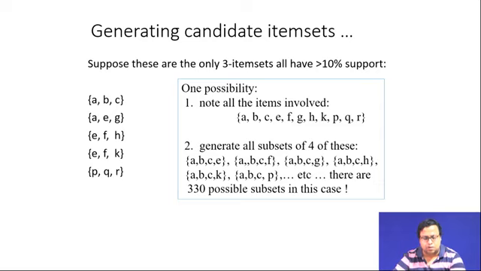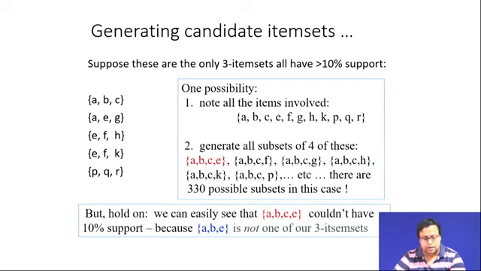One possibility is that all of these items are involved: A, B, C, E, F, G, H to R. Generate all possible 4 combinations and then find out which of them qualify, but that will again take lots of time. But hold on, we can easily see that A, B, C, E could not have 10% support, because A, B, E is not one of our 3 item sets. A, B, E was not at all in our 3 item sets, so A, B, E cannot have 10% support. Then A, B, C, E also cannot have 10% support.